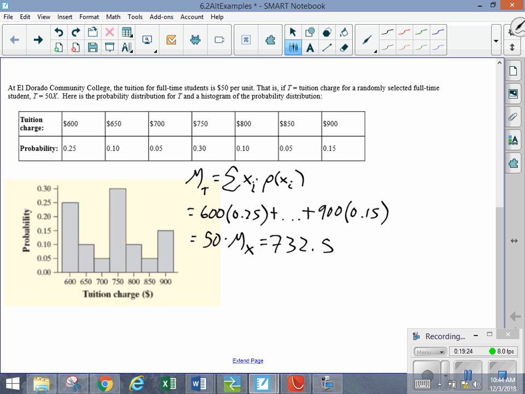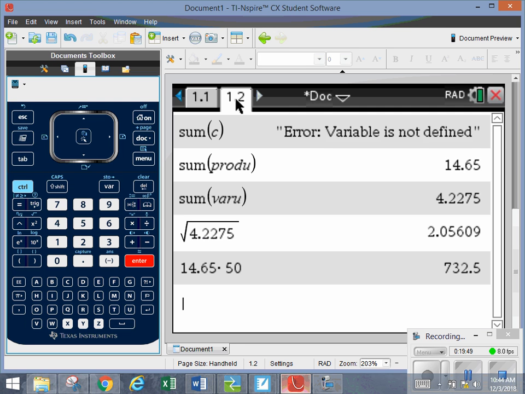What about our standard deviation? Multiplying does indeed change the standard deviation of my random variable. So that means I can do 50 times my sigma sub x, which is going to be 50 times 2.06.